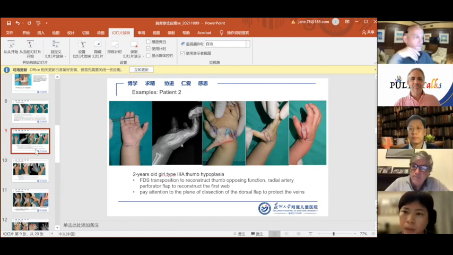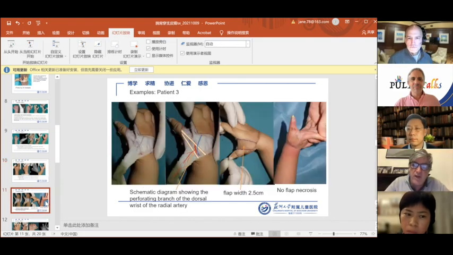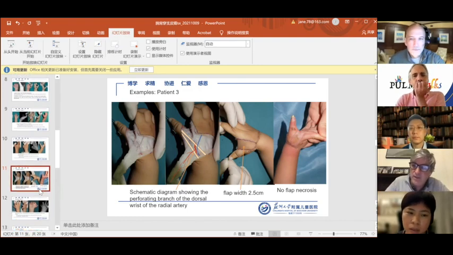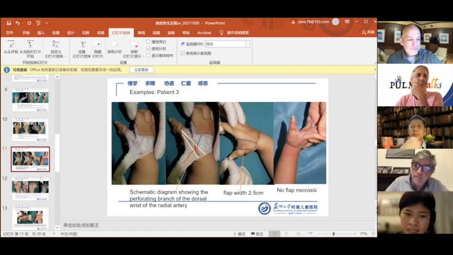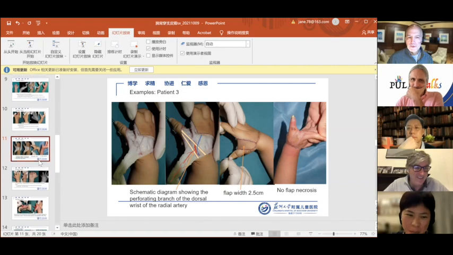Another question was, do you use Doppler to find the perforator, or do you just rely upon dissecting from ulnar to radial and seeing the perforator? No, I didn't use the Doppler. You just know where it is? Yes. Okay.